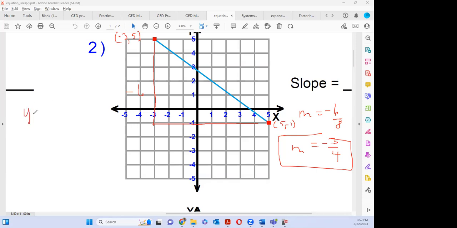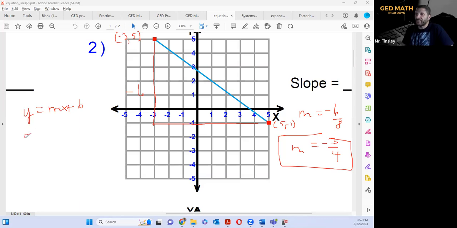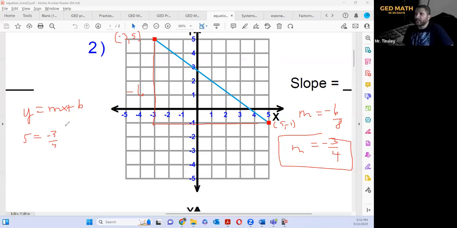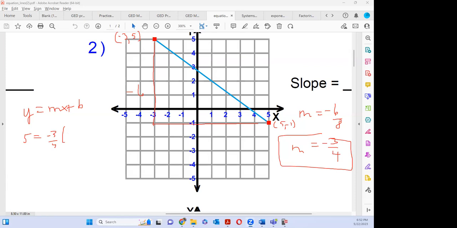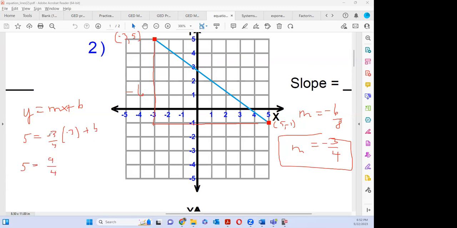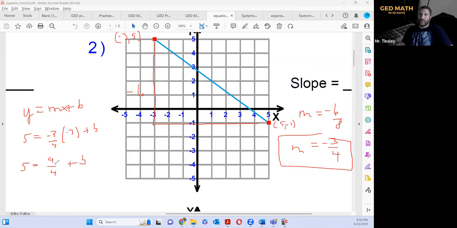Watch this. y = mx + b. My y is 5. My slope is -3/4. My x is -3. So I get 5 = 9/4 + b, because -3/4 times -3 is positive 9/4. Then I've got to subtract 9/4 from both sides.